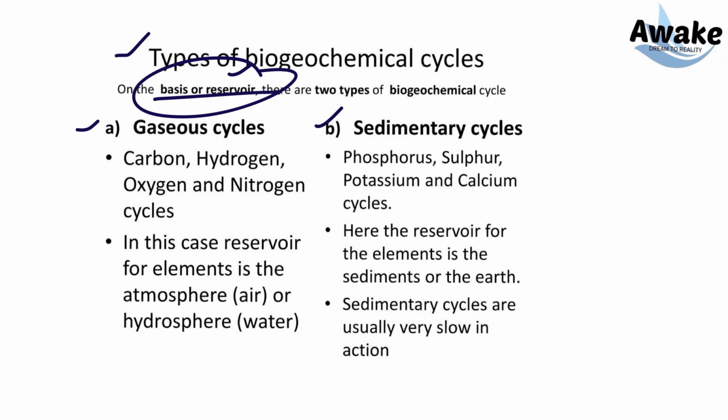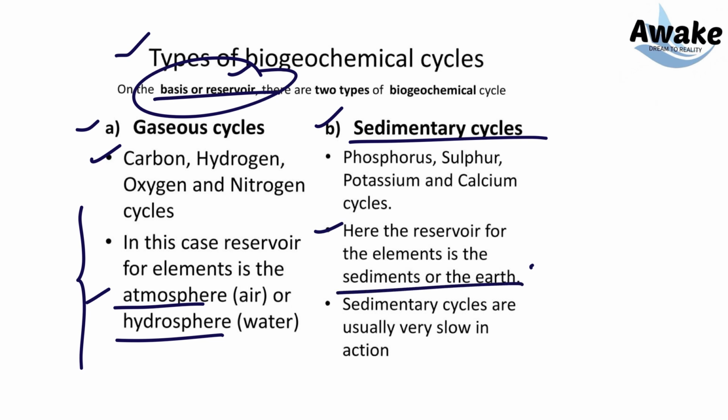Okay, in the gaseous cycle we can see that air and water, the atmosphere and hydrosphere, are the main reservoir. Based on this we have carbon, hydrogen, oxygen, nitrogen cycles in the gaseous cycle. When it comes to the sedimentary cycles, the reservoir is generally the sediment or the earth. So this is very important. Earth is the major reservoir in the case of the sedimentary cycle. When it comes to the gaseous cycle, we have atmosphere and hydrosphere. In the sedimentary cycle we have the phosphorus cycle, sulfur cycle, and the calcium, potassium. These are the main cycles.